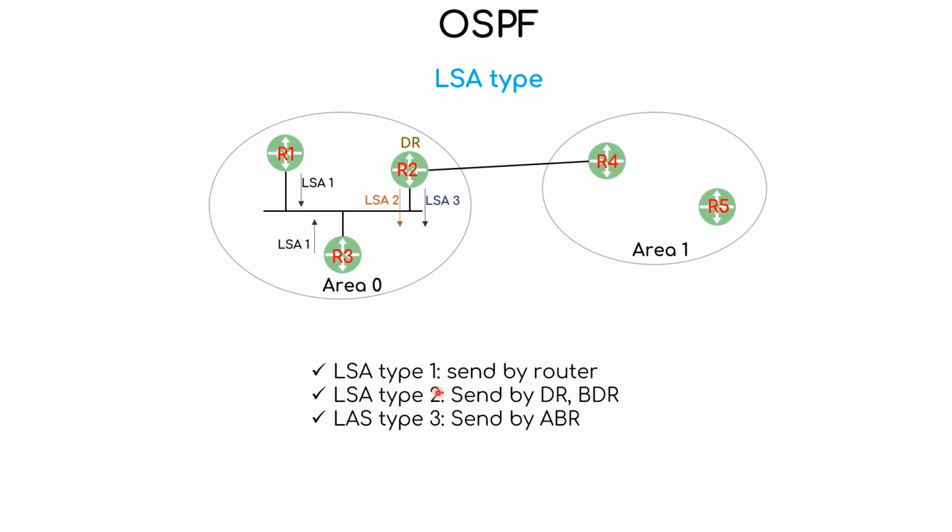LSA type 2 is sent by the DR or BDR and describes a network that has a BDR and DR exchanging information. This LSA is advertised from the DR and BDR to the DROther routers. And we have the final one, the type 3 summary LSA, which describes a subnet in another area and is sent by the area border router.